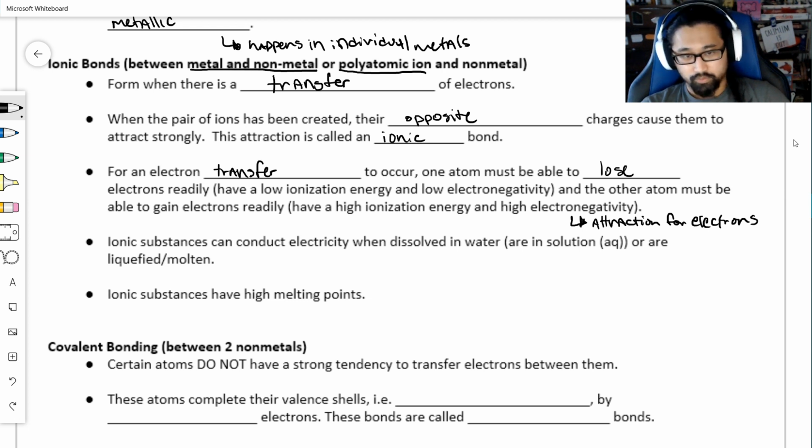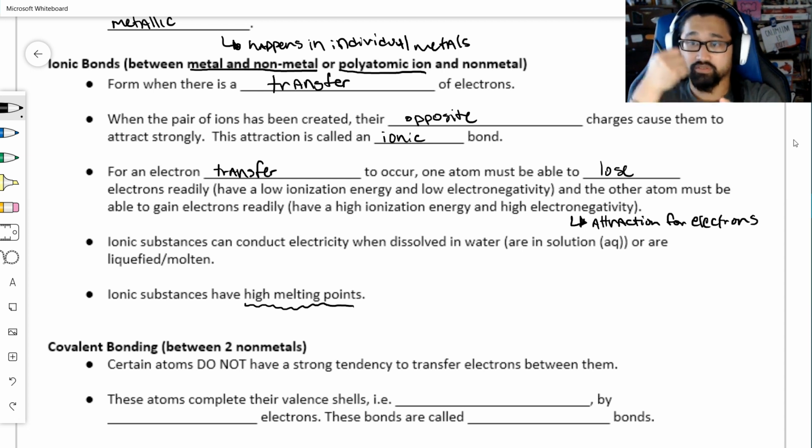There are two more bullet points here that have interesting characteristics. One of the characteristics that you should be able to associate directly with an ionic compound is the fact that they have high melting points. Having a high melting point is a strong characteristic of a compound being ionic or having ionic bonds. And when I say high melting point, I don't mean like 100 or 200 Celsius. I mean like 600 to 700 Celsius. Extremely high melting points. Okay, so that's ionic bonds again, in a nutshell.